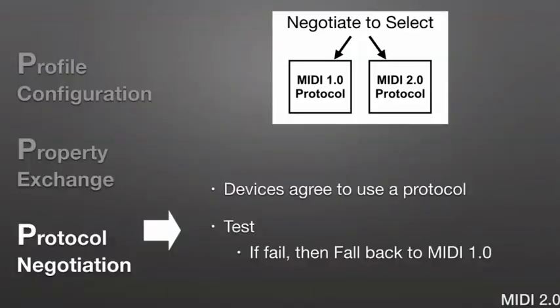So the first thing is the devices agree to use a protocol, and there's a test. And again, if the test fails, then you fall back to MIDI 1.0. It will never be any worse than it already is now. So the baseline is you can do all the wonderful things that you can do with MIDI 1.0. And MIDI 1.0 does a lot of incredible things. I think you guys all know that. It runs the fountains at Bellagio.